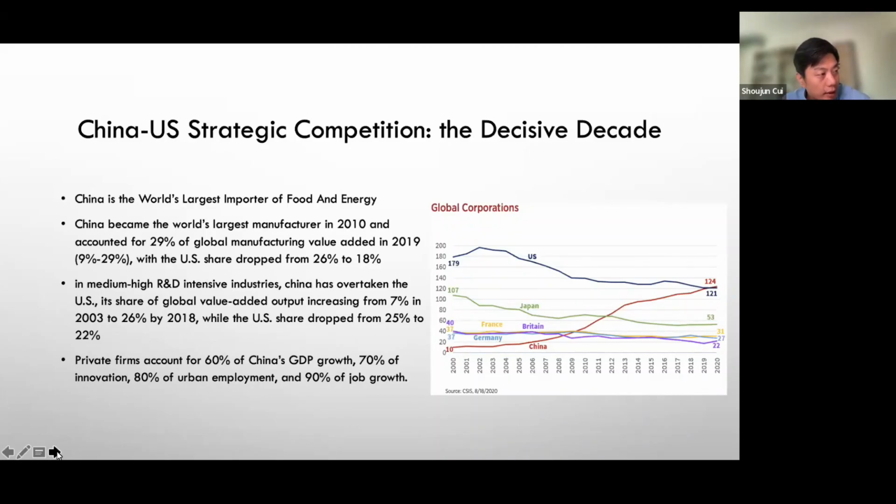China has a lot of state-owned enterprises, so-called SOEs, either affiliated with the central government or with local governments. But in the meanwhile, private firms are also very active in China. Private firms account for 60% of China's GDP growth, 70% of China's innovation, 80% of urban employment, and 90% of the job growth. You can see that private firms make a lot of contribution to China's economic growth.